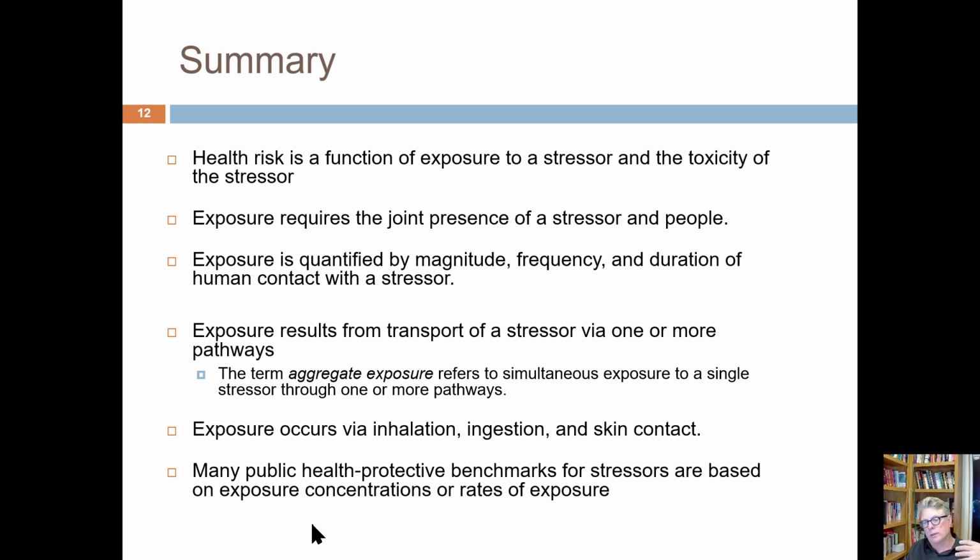And if we have a decent understanding, right, a reasonable understanding, a science-based understanding of the toxicity of substances in our environment, we can actually express the health protective levels of those same stressors in terms of exposure. All right, that's it.